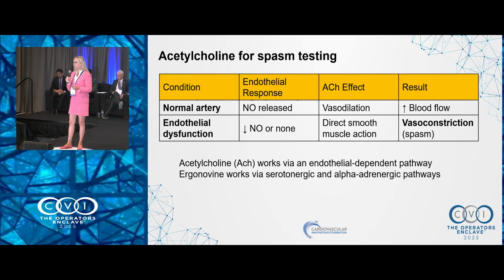Acetylcholine is the main medication that we use in the cath lab to provoke spasm and make the diagnosis. In a normal artery, it actually vasodilates, but if we have endothelial dysfunction or reduced production of nitric oxide, the acetylcholine directly affects the smooth muscle cells of the vessel, and they actually constrict, which we could document on an angiogram. Ergonovin also works, but via different mechanisms, and in most cath labs, we don't use this anymore.